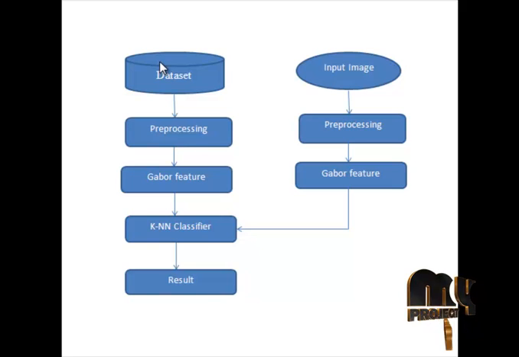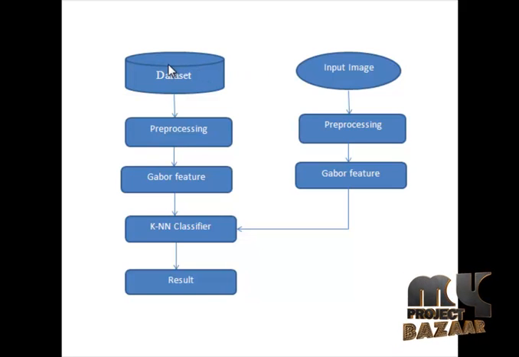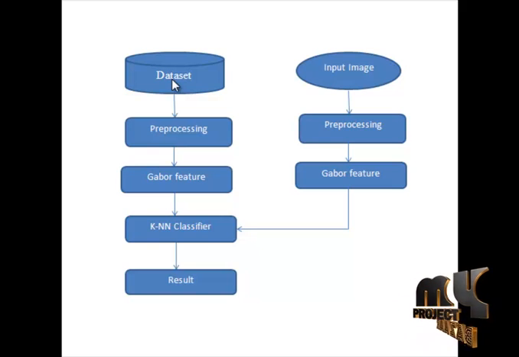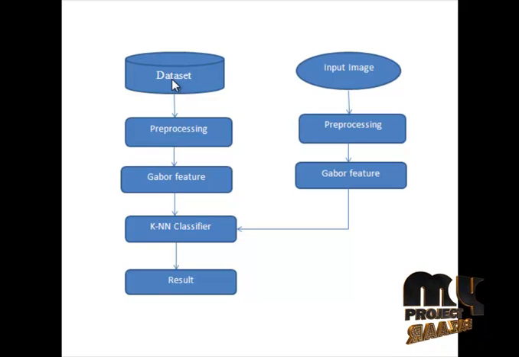This is the flow of our process. It has two stages. The first one is the training stage and the second one is the testing stage. In the training stage, we give the whole database of images. The whole database images pass through the pre-processing step.